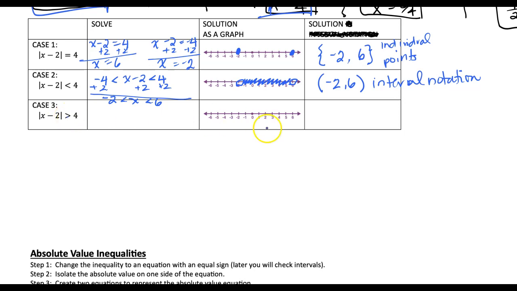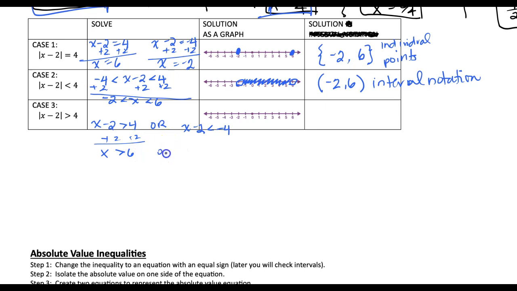Case 3, because it's greater than, you're looking at the extremes of the number line, so going out towards infinity. So one way to solve it would be x minus 2 is greater than 4, or x minus 2 is less than -4. So again, looking at that +4 and -4 due to the absolute value.